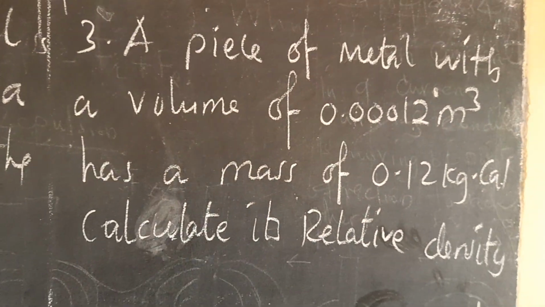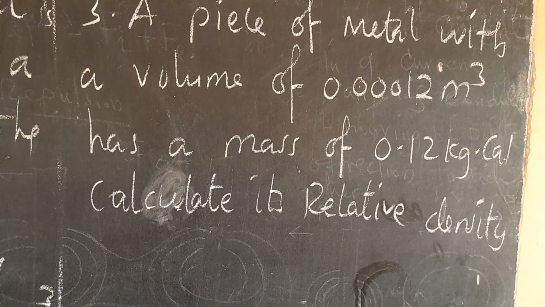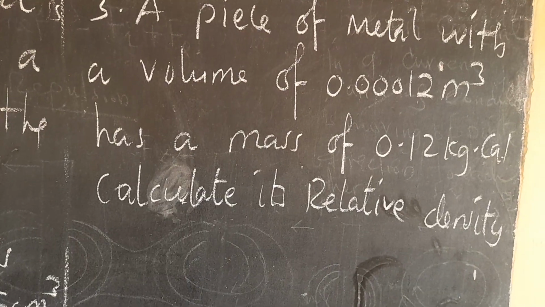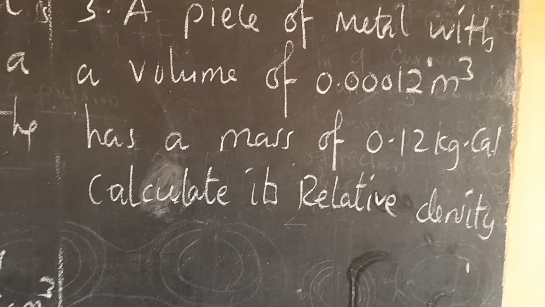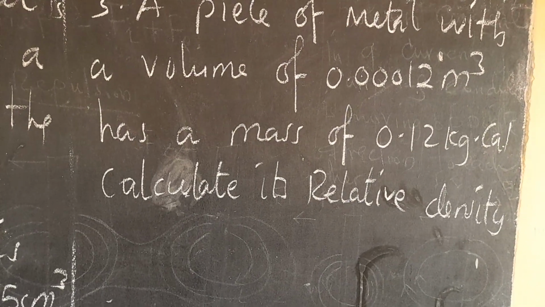A piece of metal with a volume of 0.00012 meter cubed has a mass of 0.12 kilogram. Calculate its relative density.